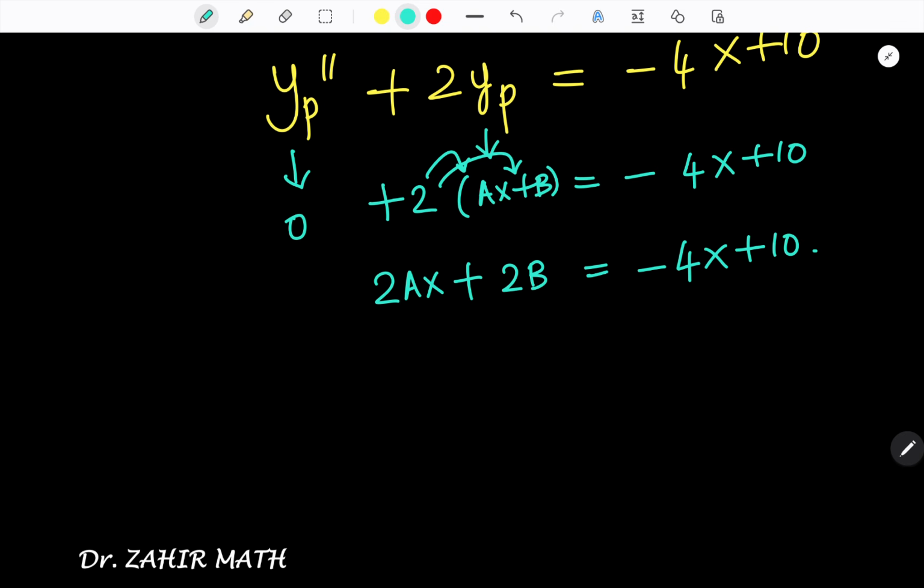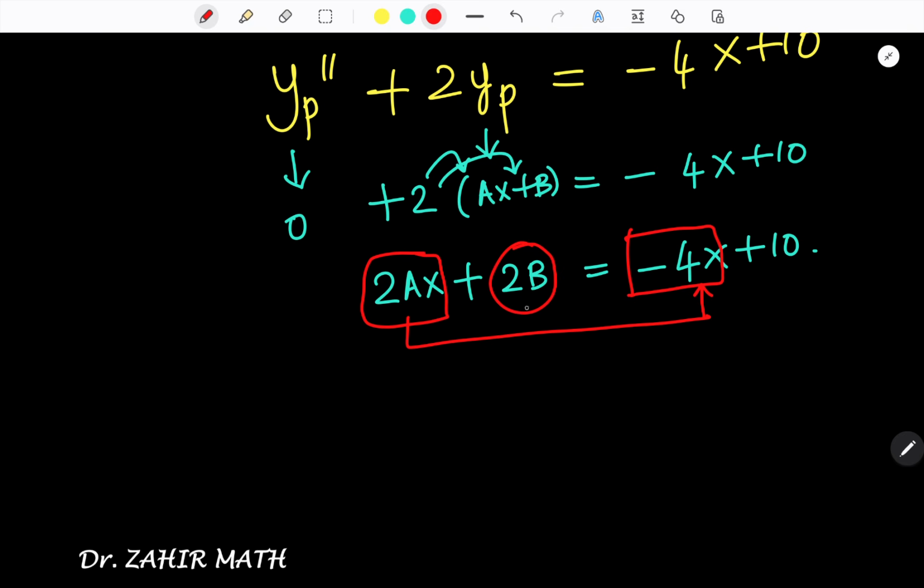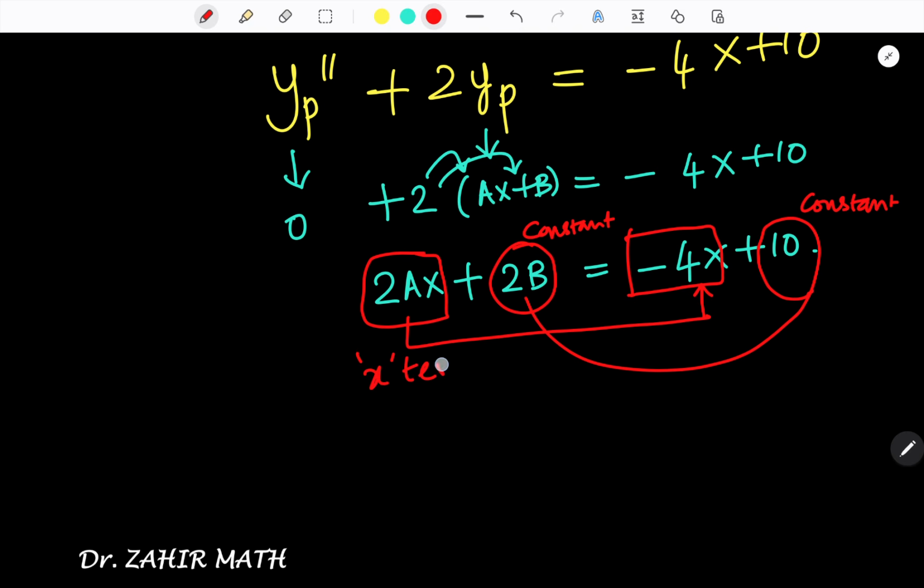When two polynomials are equal, the like terms are equal: x square equals x square, x equals x, x cube equals x cube. Look at the terms here. Here x is equal to this x. And similarly, this 2b is equal to this one. Why is 2b equal to this one? Because this is a constant 2b and this is also a constant. Why is this equal to this? Because this is an x term, and this is also an x term, right?